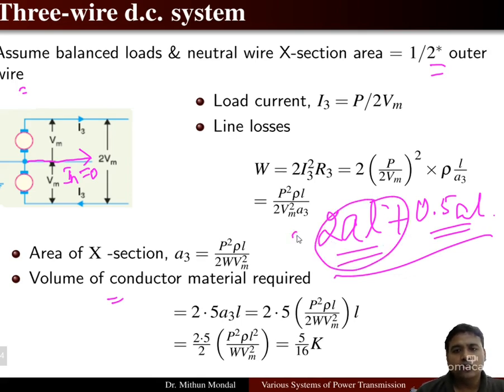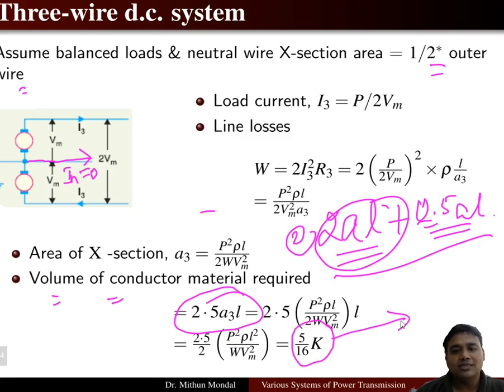So 2 wires from here and half from the neutral wire. So you are getting 2.5 times the area into length. So if you find out the value of the volume of the conductor material on the comparison basis, you will get 5/16 into K. Please calculate this and try to find out. So it will be 5/16 into K. What is K? K is the comparison basis for the first system. So this is the 3-wire DC system.